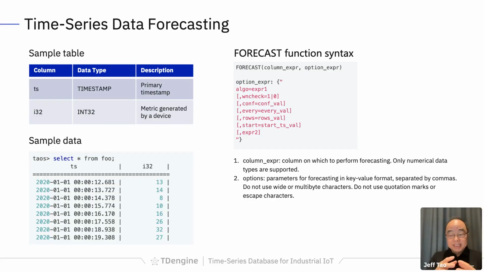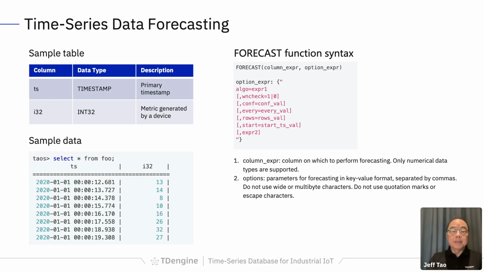Inside this option is a string. The first parameter for this string is algorithm. Because we provide so many algorithms for you to choose, for each algorithm there are many parameters you can specify. I will talk more about those parameters.